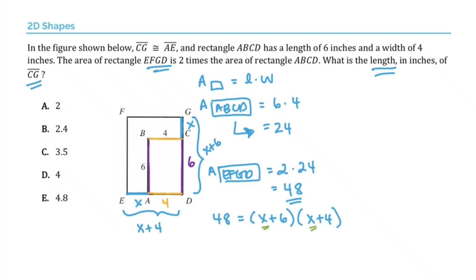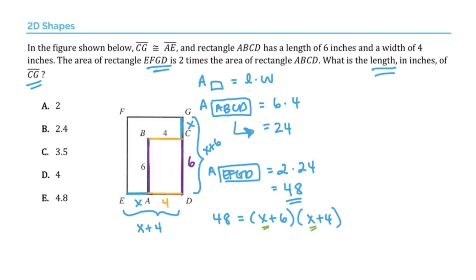There are 2 things you can do. The first thing you can do is go to your answer choices. Pretend x is 2, pretend x is 2.4, pretend x is 3.5, pretend x is 4. Plug in the answer choice options and then see if, when you plug those values in for x, the expression is true. So for example, if I plugged in 4, I would have 4 plus 6, which is 10, times 4 plus 4, which is 8. 10 times 8 is 80. That's way too big, right? I'm looking to get 48. So then I notice, well, hey, what happens if I plug in 2?